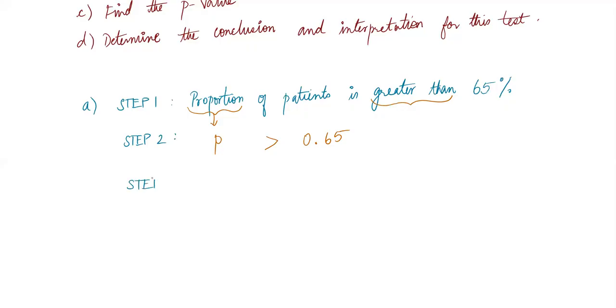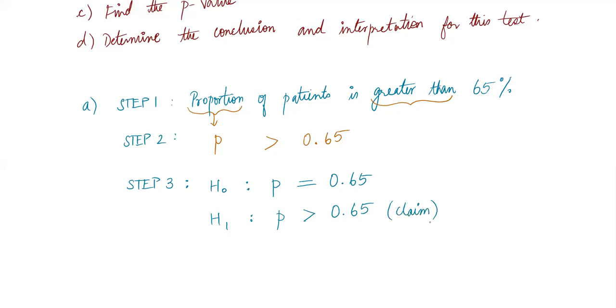Then this is step 3, which we are actually asked in part A, right? So H0 and H1. H0 always carries the equal sign. So whatever you have in step 2, just write that with an equal sign. And H1 is what you have there with the inequality. Okay, so that is your claim.